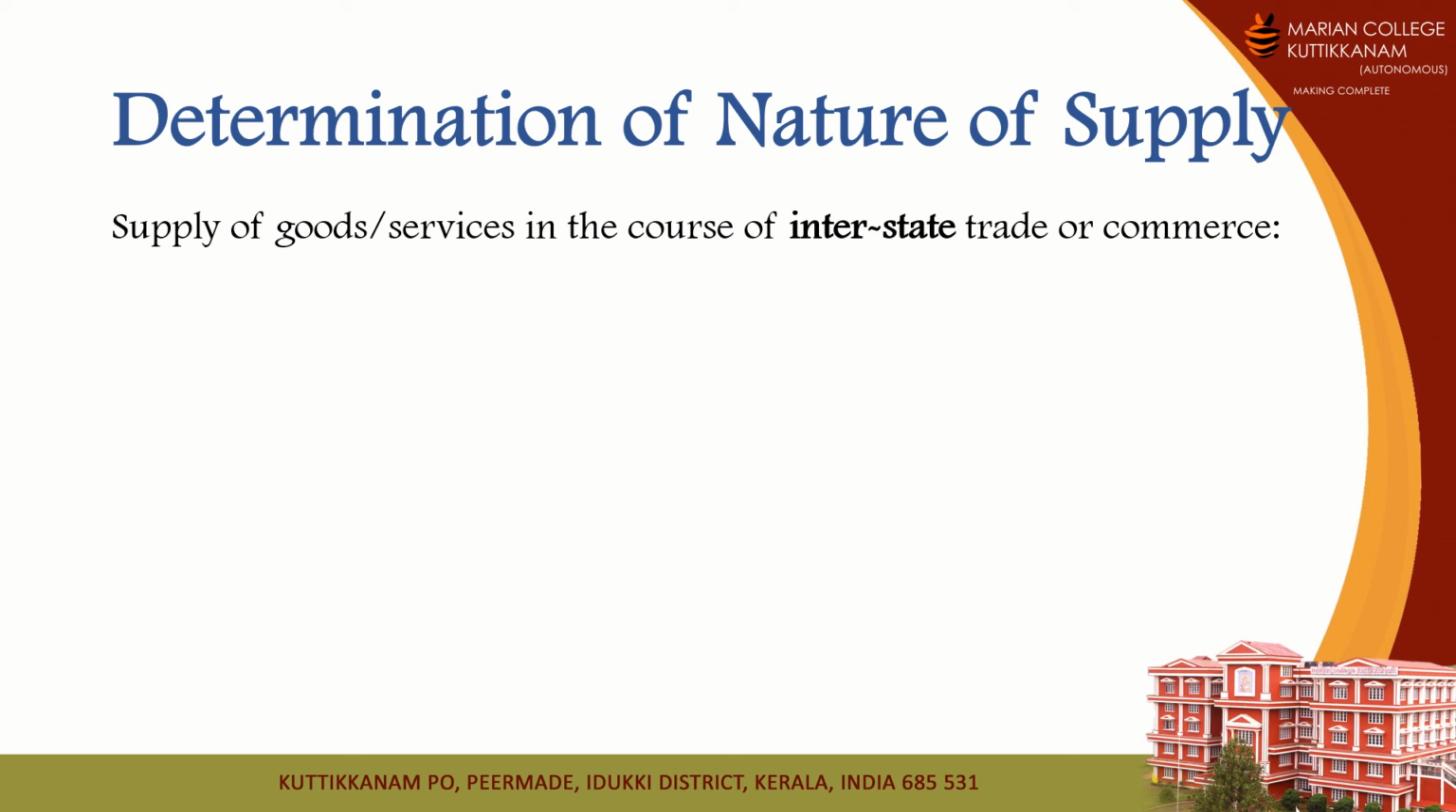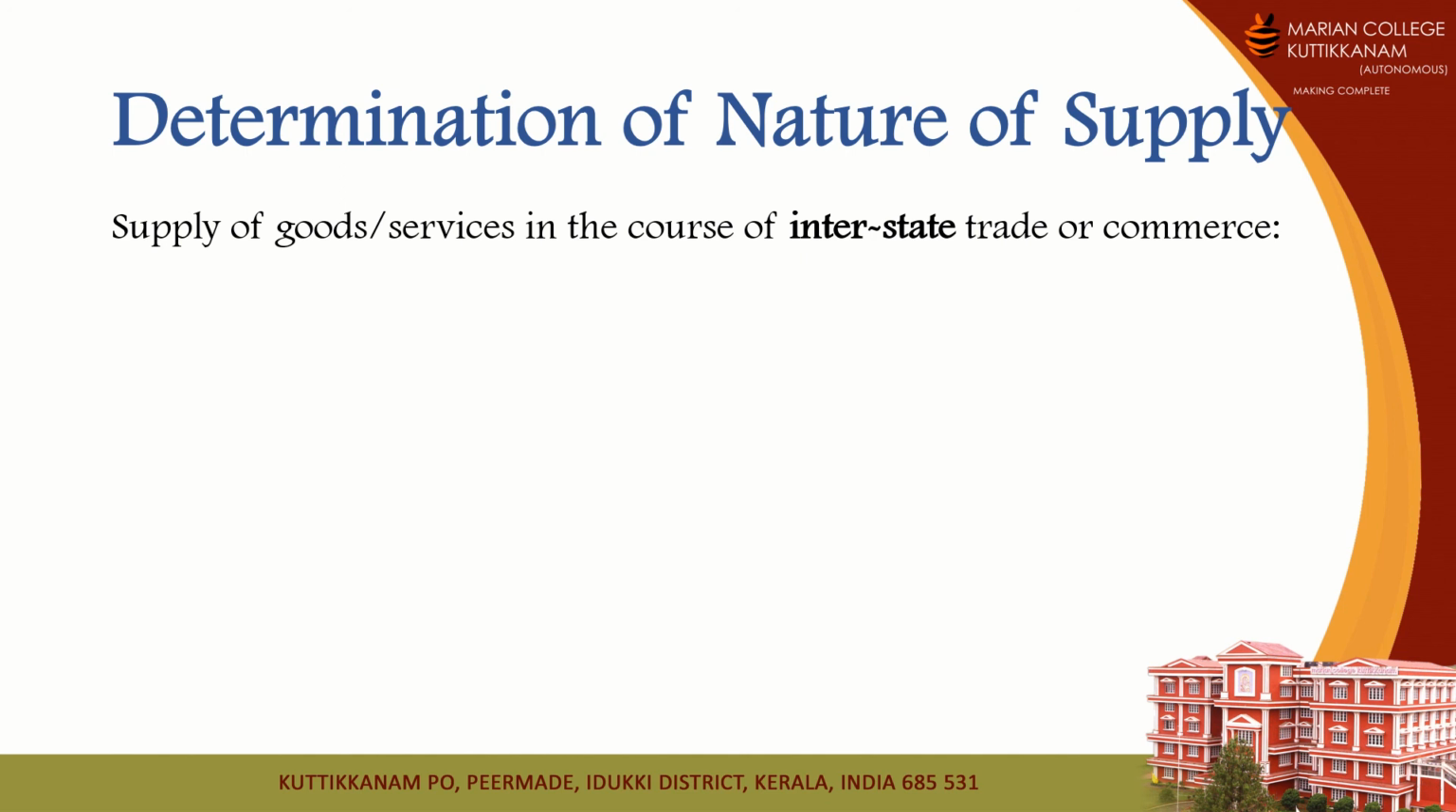So now we will discuss the determination of nature of supply. Supply can be classified under nature into two main sections, that is interstate supply and intrastate supply. Interstate supply means the supply of goods as well as the supply of services between two states or between two union territories. At the same time, intrastate supply means the supply of goods as well as the supply of services within the state or within the union territory.